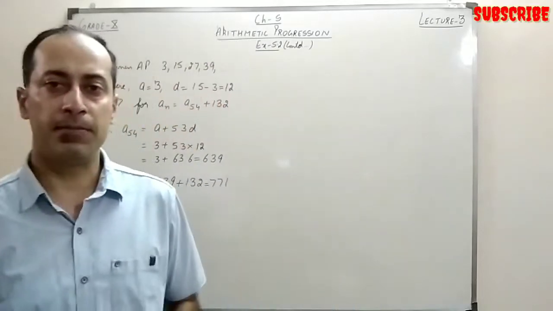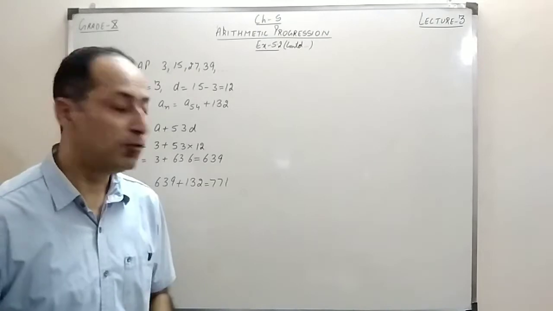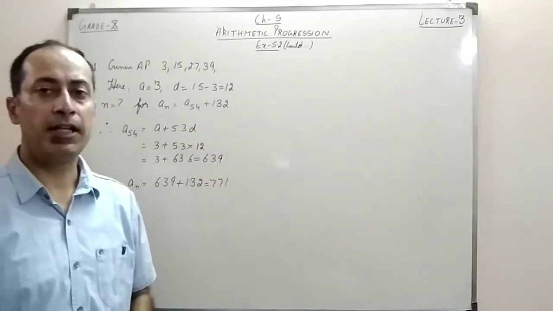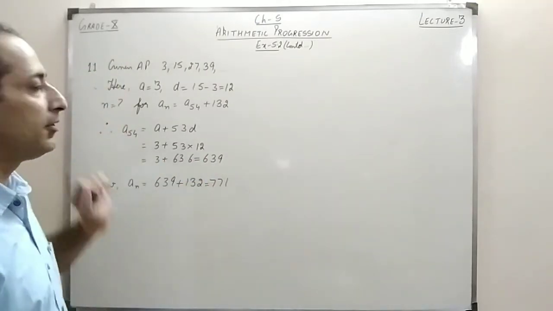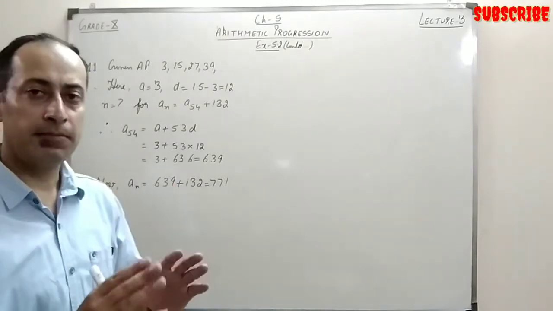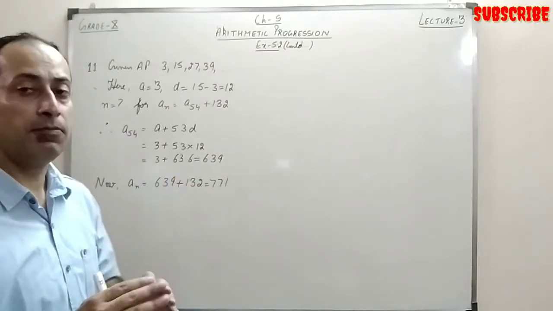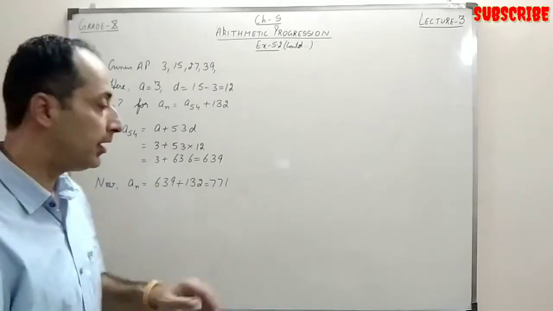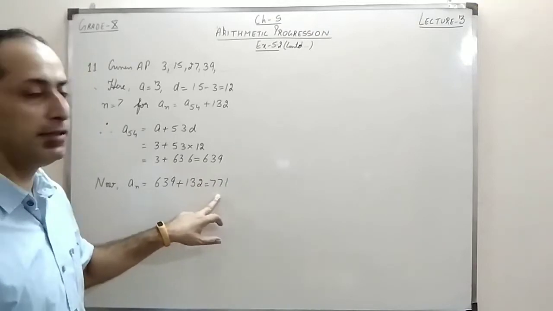Now what is the next step? The next step is to find the term which is 132 more than this. If we keep on writing the AP, somewhere this term will come and this term will be the 54th term. Then if we proceed further, there will be a term in this AP whose difference with the 54th term would be 132. It means that term would be 132 more than this term. And that term is basically 771.